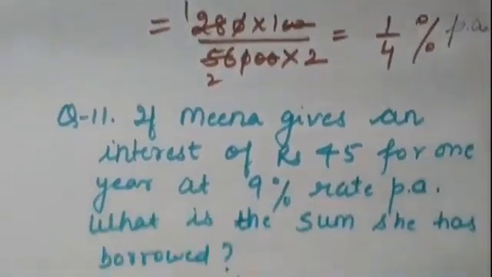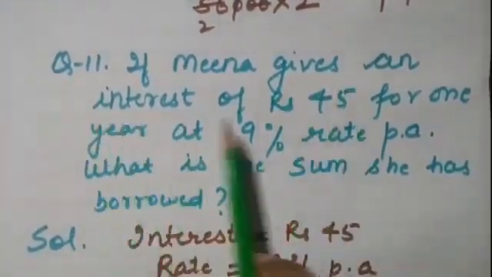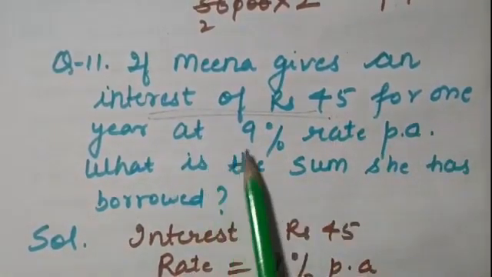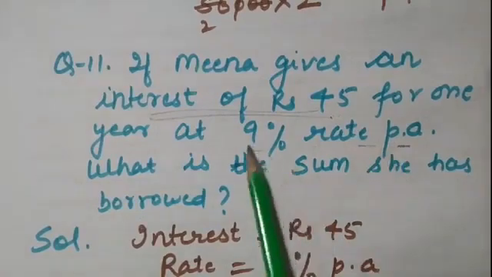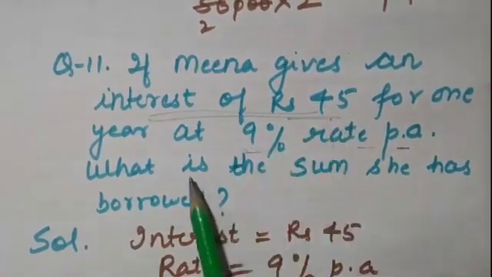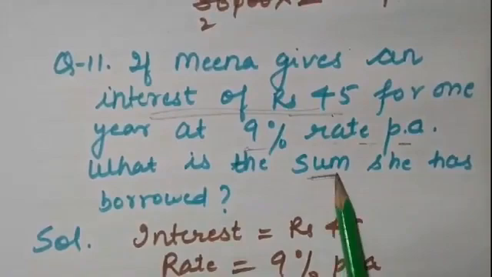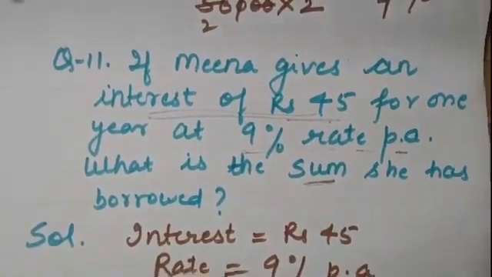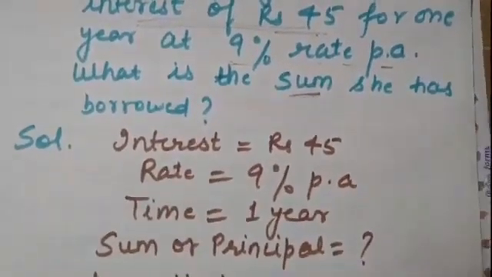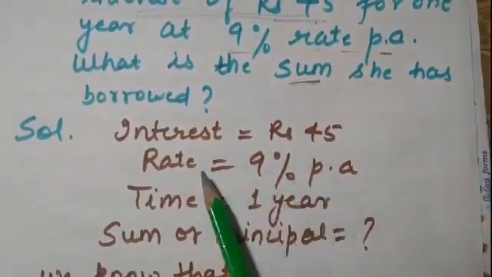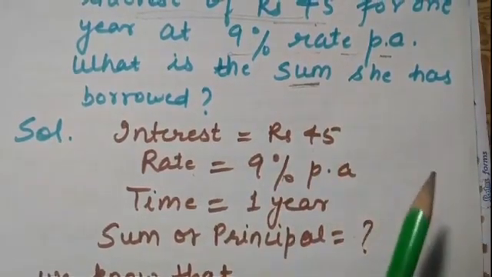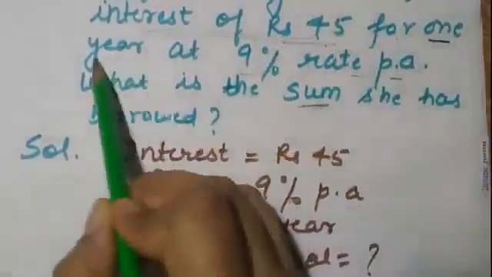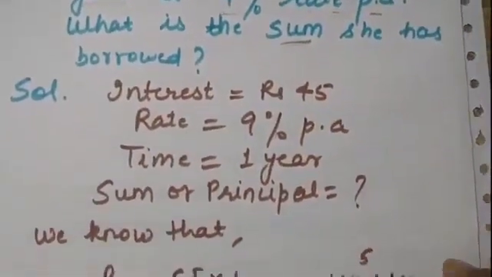Now come to question number 11. Meena gives an interest of rupees 45 for 1 year at 9% rate per annum. This is the rate, this is the interest, and we have to calculate the sum. Sum means principal. So first write the things which are given: interest, that is rupees 45, rate, and time, which is 1 year. We have to find the principal.